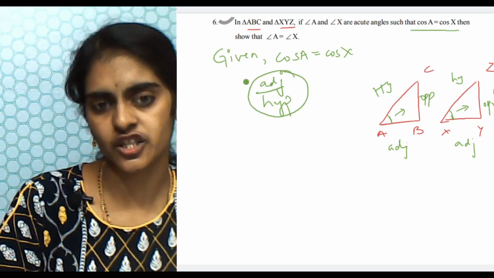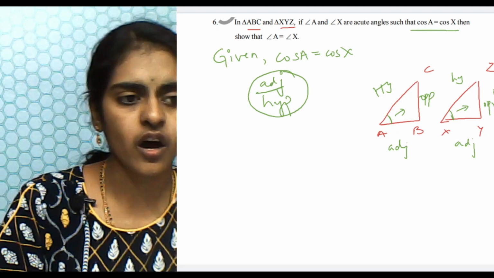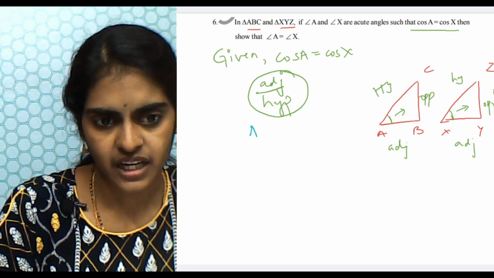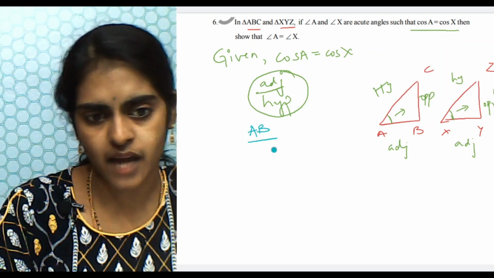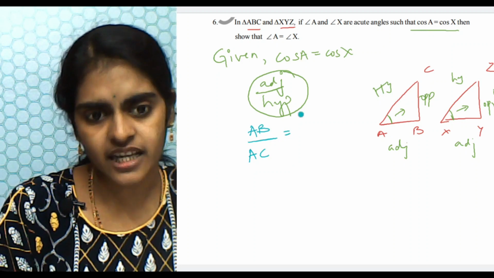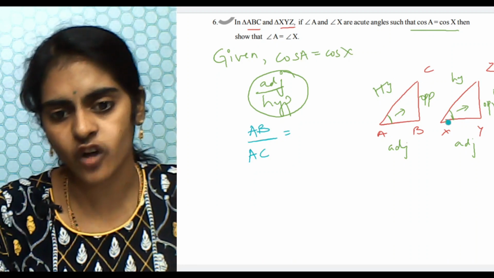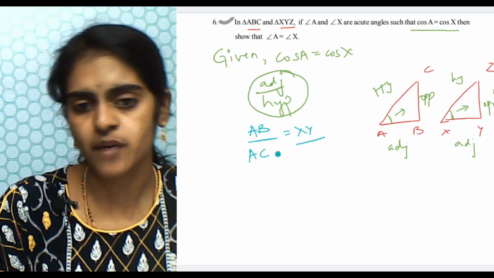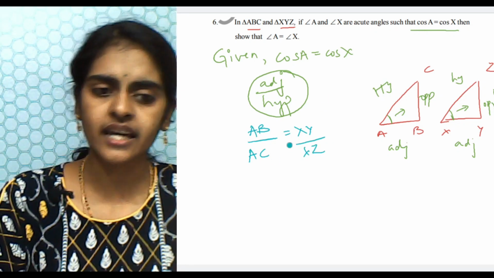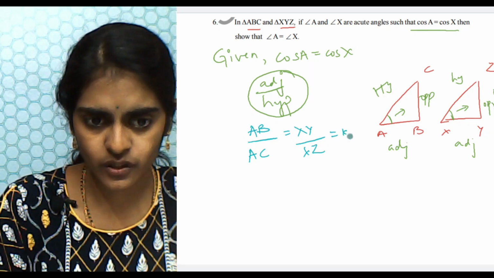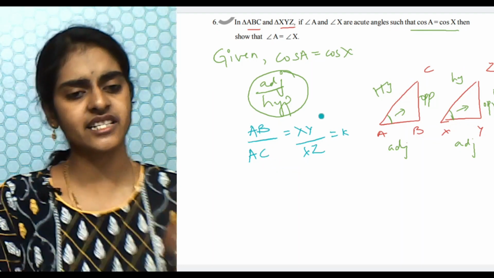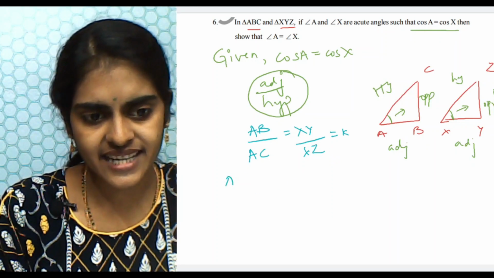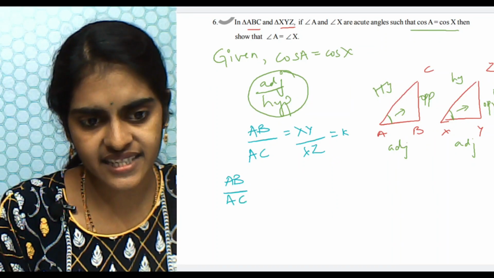So using this logic, now what is cos A? Cos A is nothing but adjacent side, which is AB here, divided by hypotenuse AC, is equal to cos X. What is cos X? Adjacent is XY divided by hypotenuse XZ. Okay, so let this be equal to K. Let us take these two ratios equal to some constant K. Clear? So now let us take AB upon AC is equal to K.